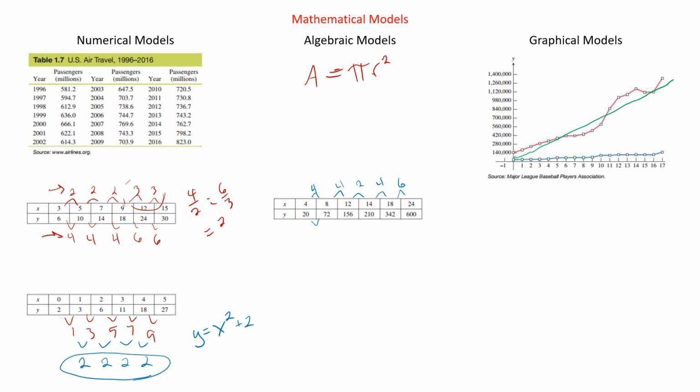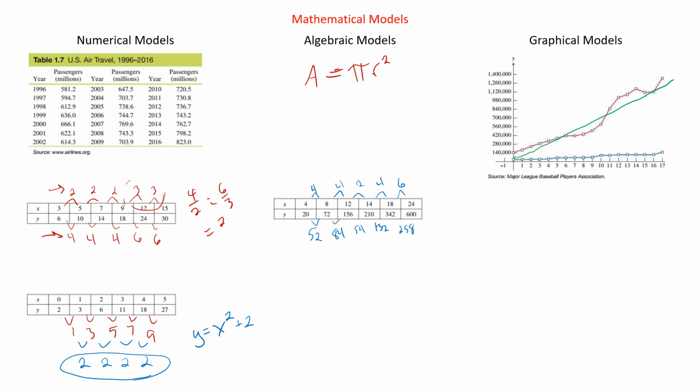So from 20 to 72, it's going to go up 52. From 72 to 156, it's going to go up 84. From 156 to 210, that's going to be 54. From 210 to 342, that's going to be 132. And from 342 to 600 is going to be 258.